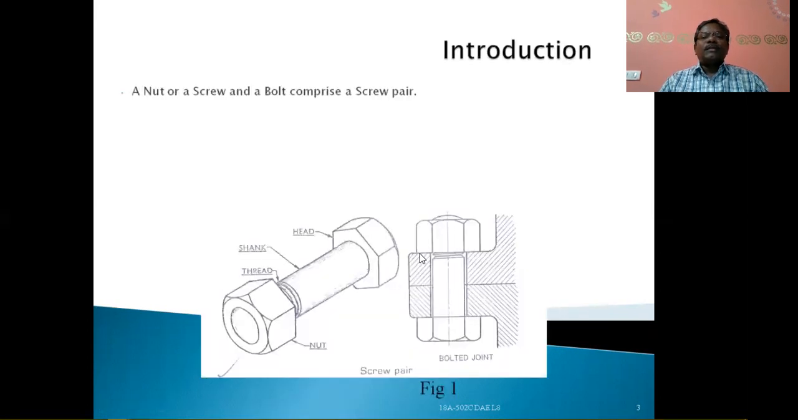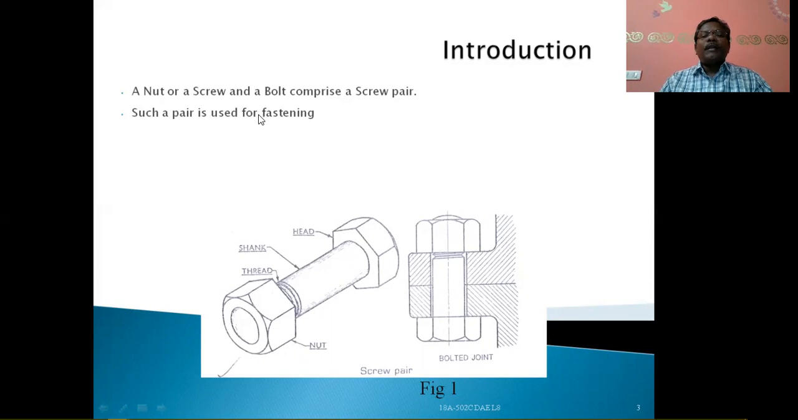So now here you can see a nut or a screw and a bolt comprise a screw pair. There are some types of pairs in mechanisms, and among these pairs, screw pair is one of them. That means lower pair, higher pair, screw pair, etc. Different types of pairs are there, and here we have the screw pair. This pair is used for fastening, right?